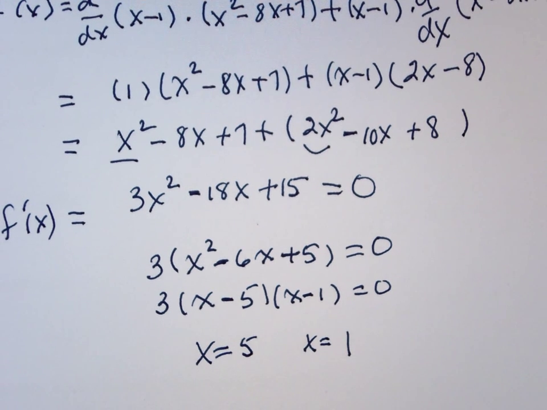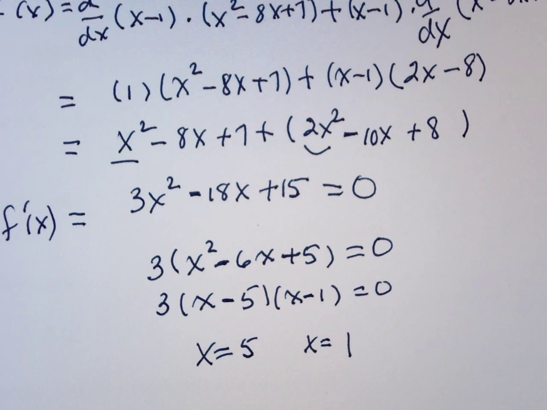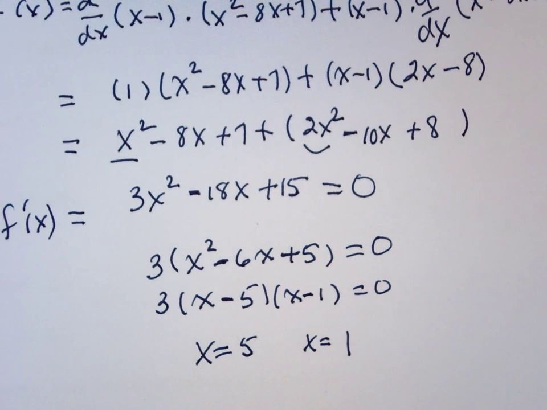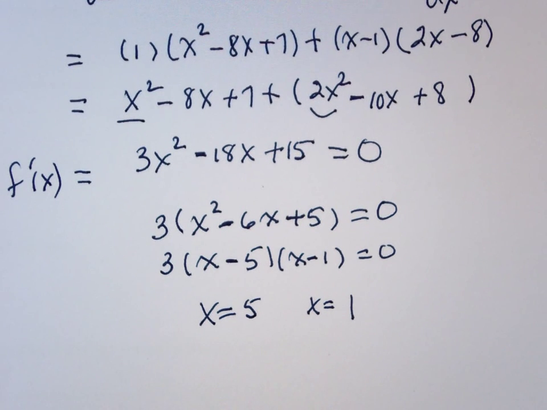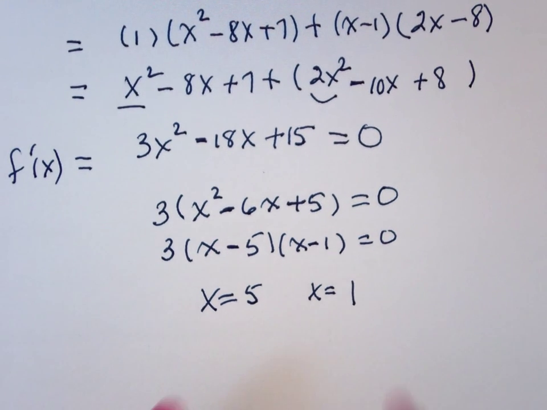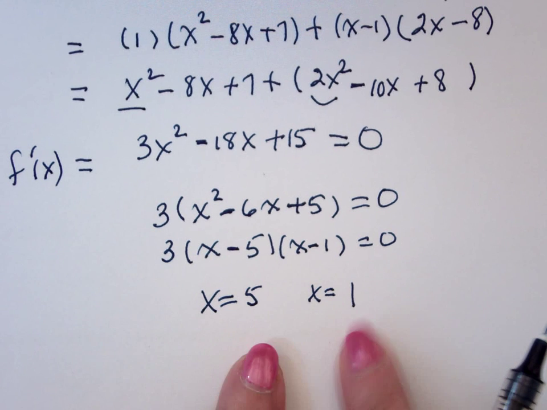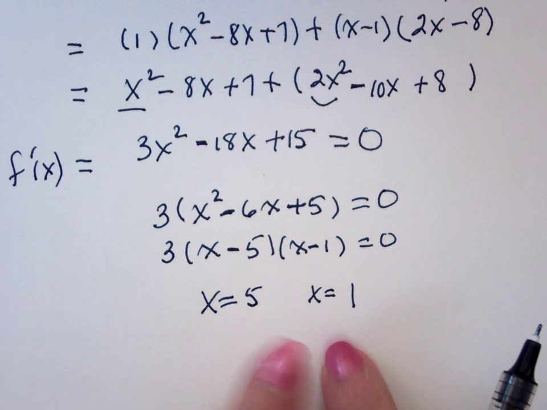This is a continuous graph. You can say, how do I know it's continuous? It's a polynomial. Polynomials are continuous creatures. But I don't know whether it's a maximum or a minimum. I just know that these are the x values where the tangent is horizontal.